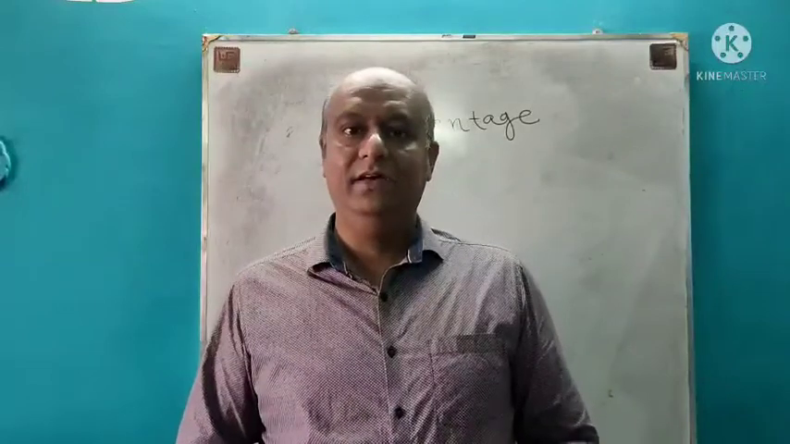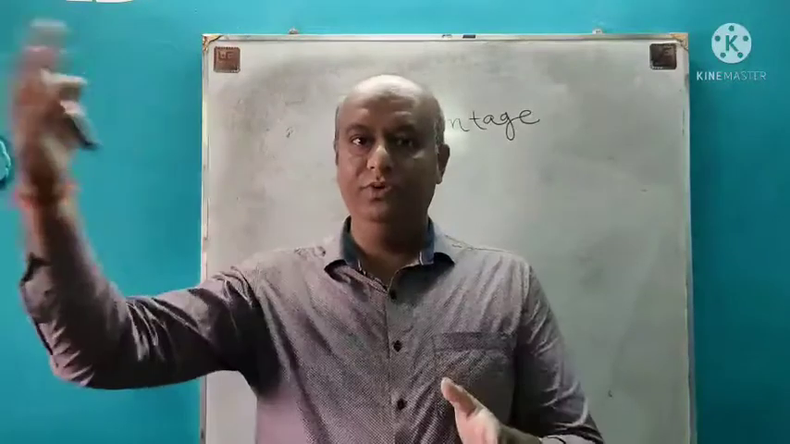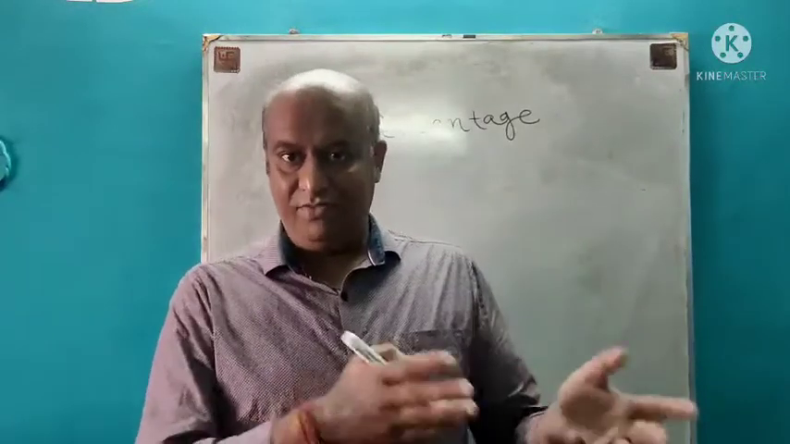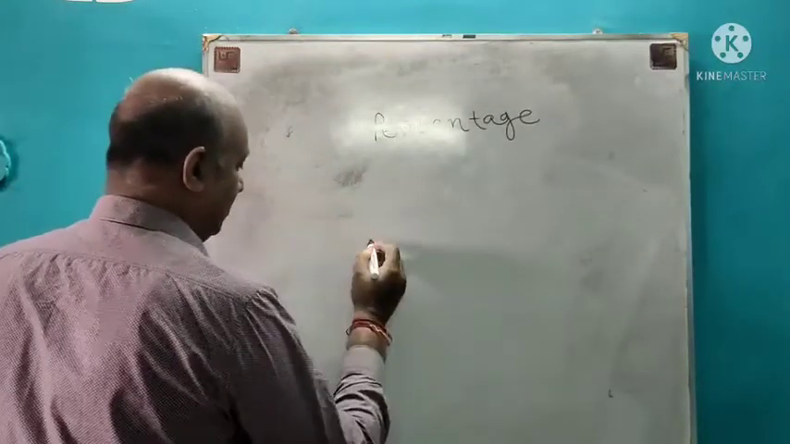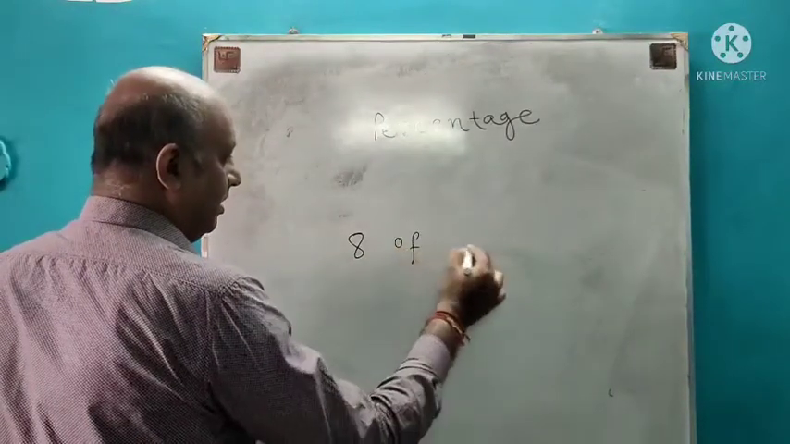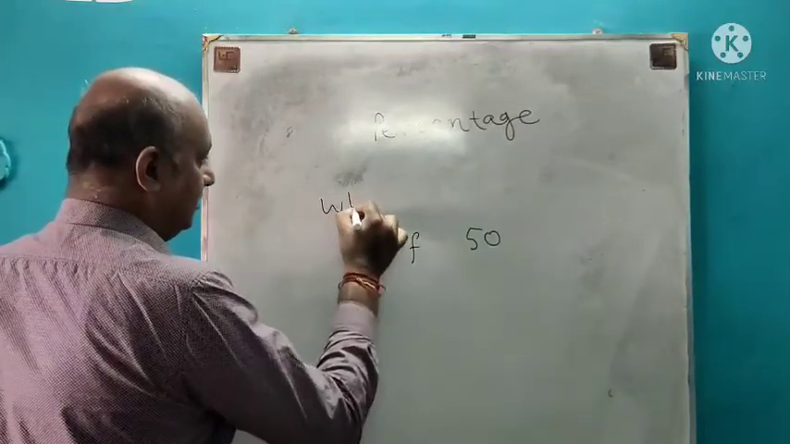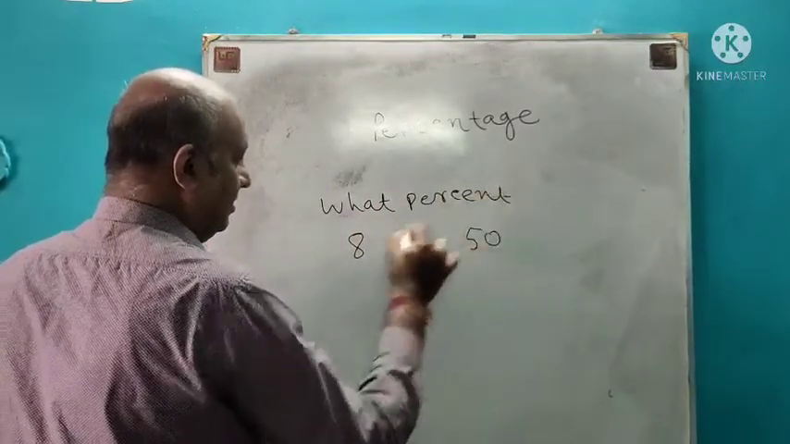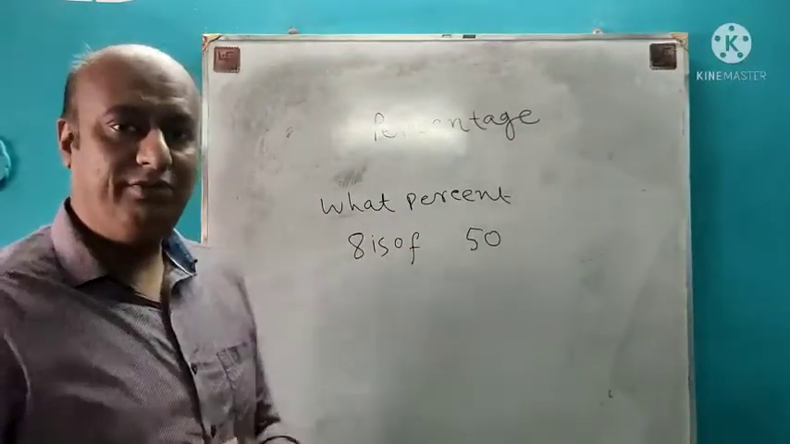Now let's take another type of sum, that is finding out the percentage of some value with respect to some other value. You all do it in your exams, like finding out what percent you have got. So let's calculate how much percentage is 8 of, let's say, 50. So what percent 8 is of 50. So we are trying to calculate 8 is how much percent of 50.